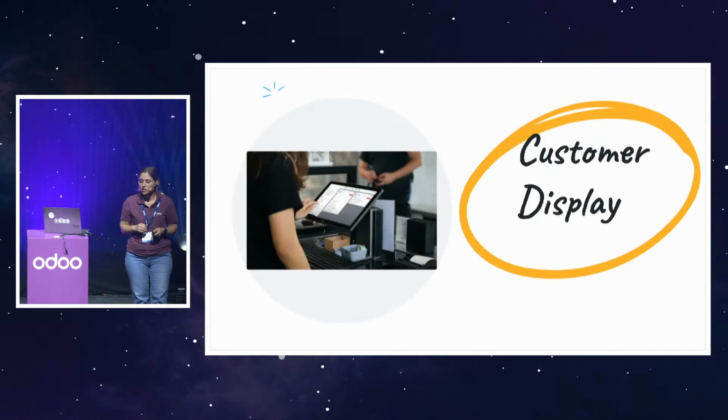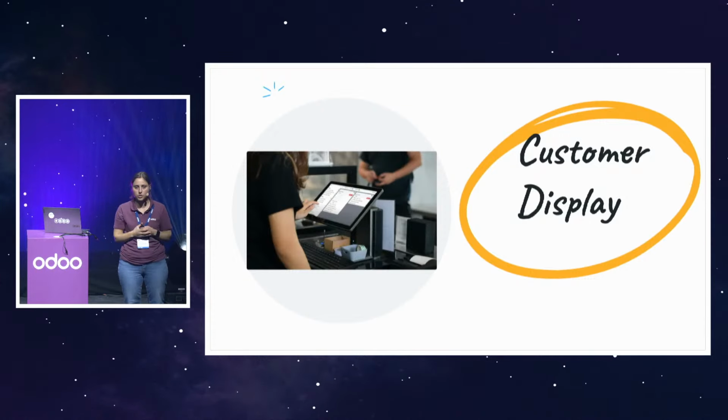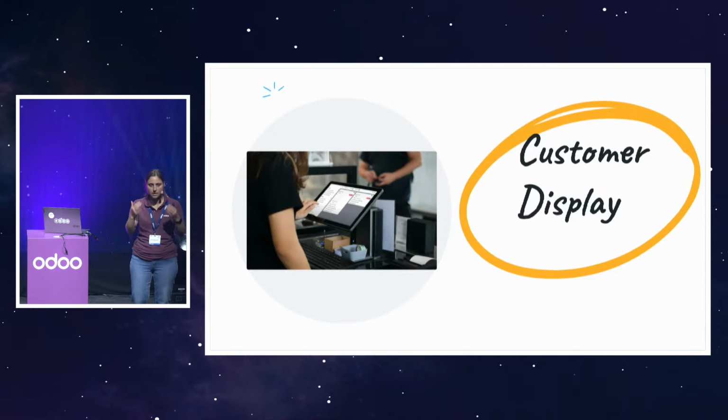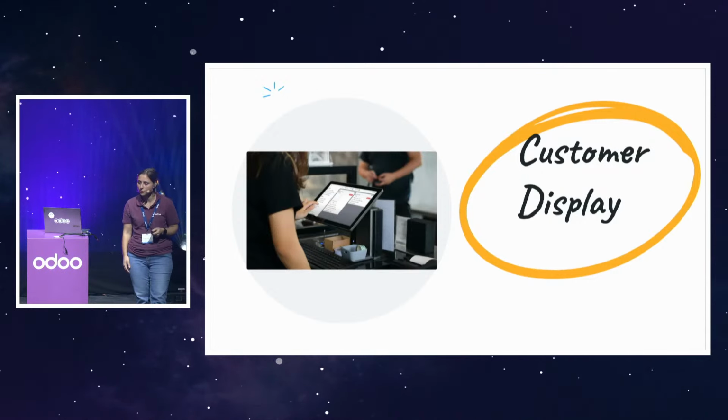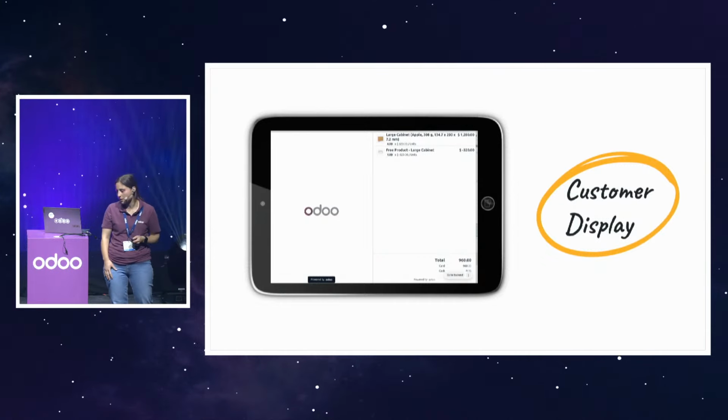Good, then we have the customer display. So the customer display is the display a customer is going to see at the shop where he can actually see the summary of his order. So that's an example here of a customer display.